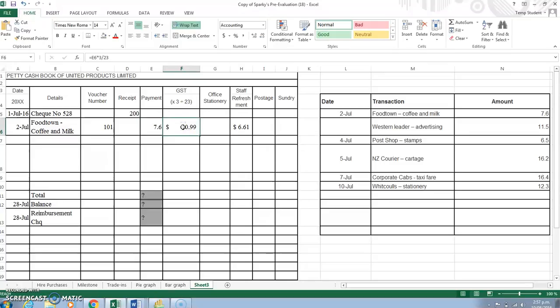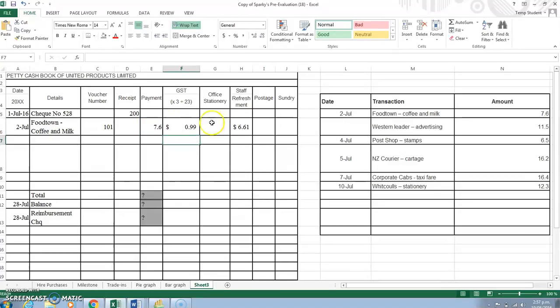Now we need to work out the GST. It's given us a clue here, but in Excel you could do this. So equal, click here on your payments of $7.60, times that by 3 and divide that by 23.